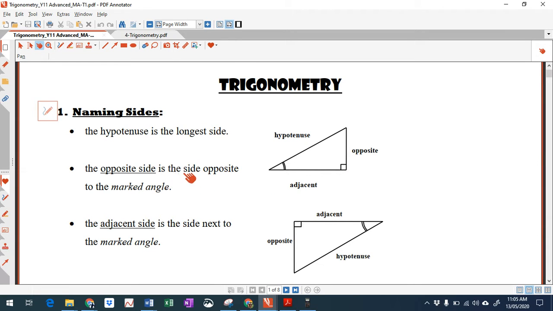Now the opposite side in a right angle triangle is the side opposite the marked angle. The adjacent side is the side next to the marked angle. So here's my marked angle, and the side next to it is called the adjacent side.